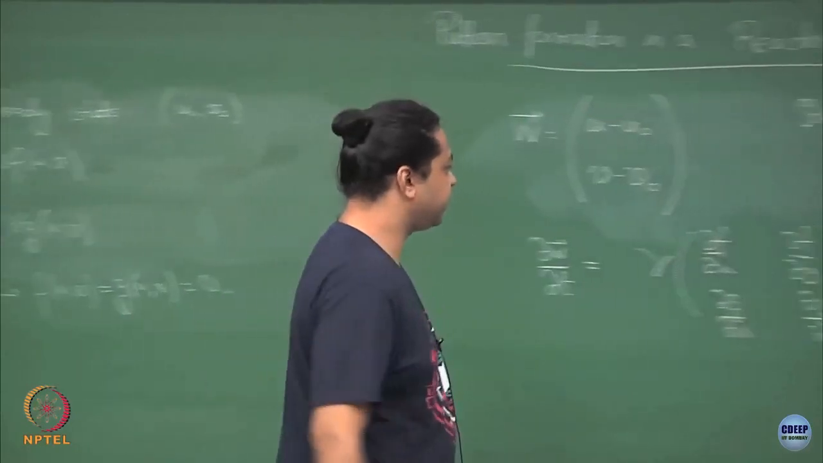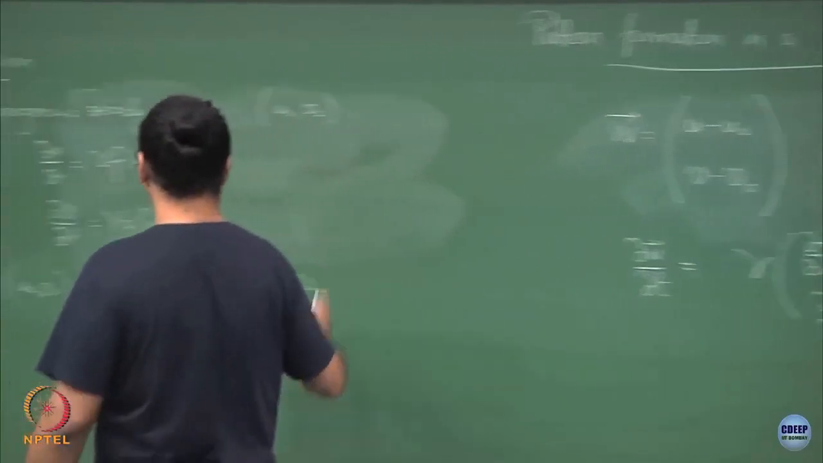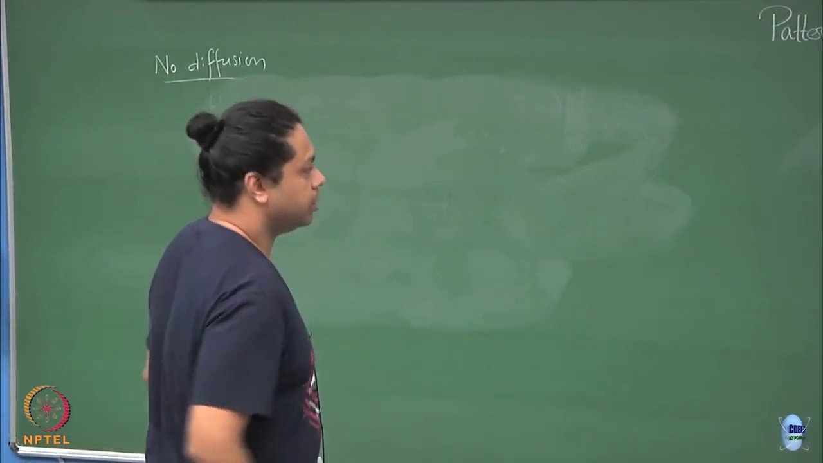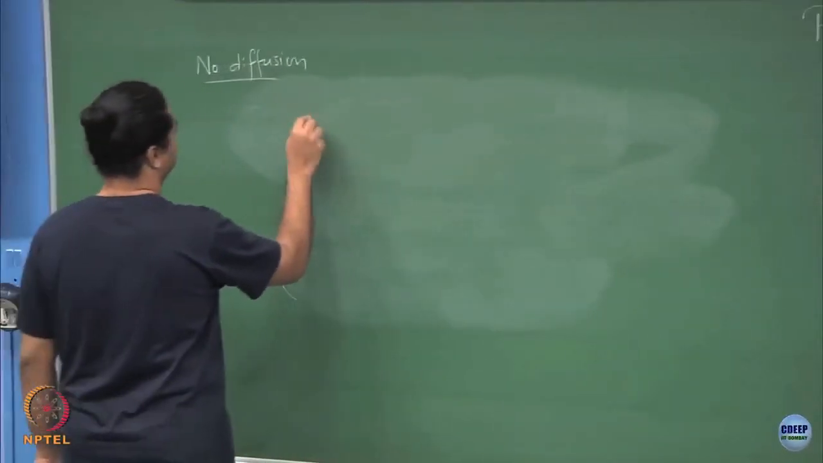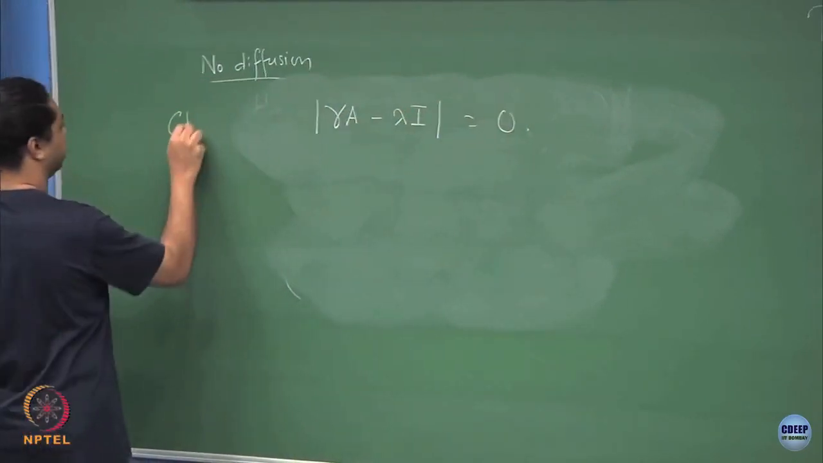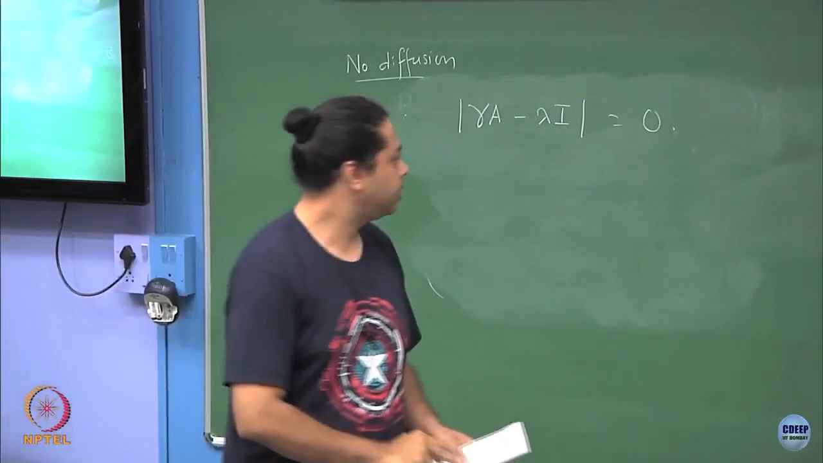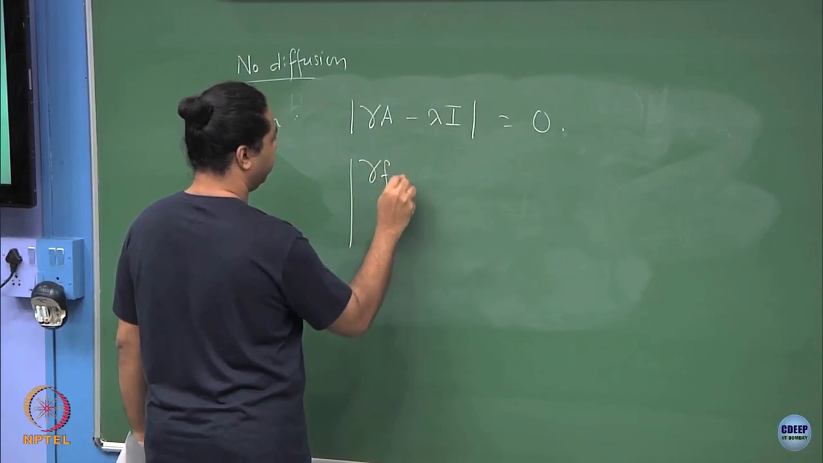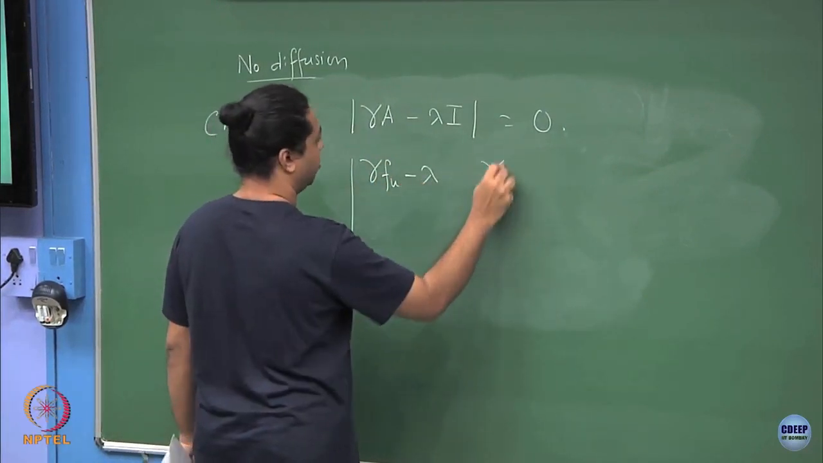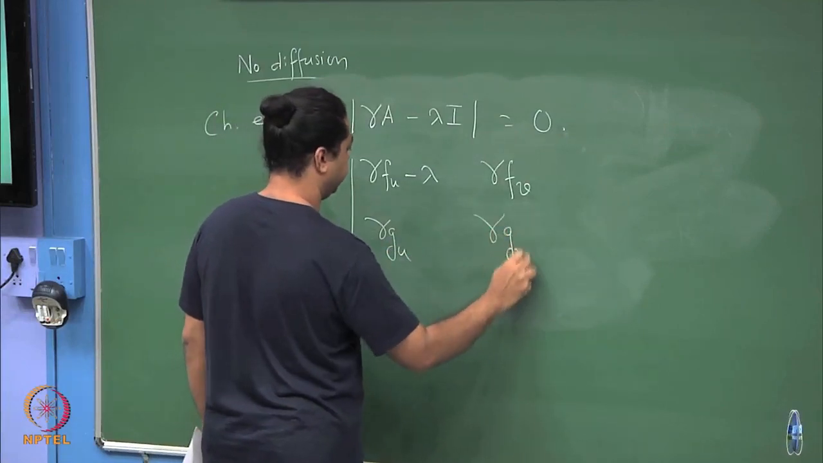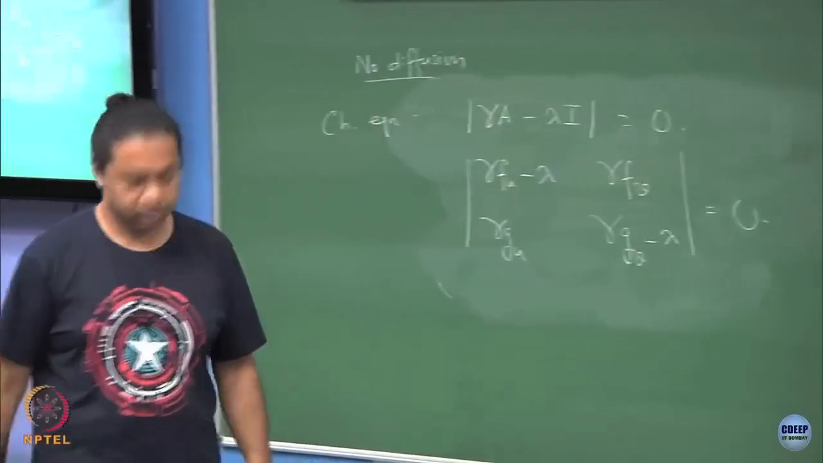So, what I need to find is the eigenvalues of this matrix. I need to solve this characteristic equation: gamma times the matrix A minus lambda times the identity matrix is equal to 0. What does this mean? This means gamma F u minus lambda, gamma F v, gamma G u, gamma G v minus lambda, determinant equal to 0.